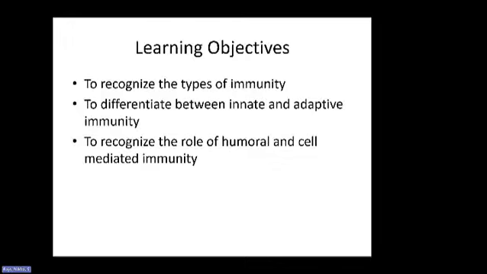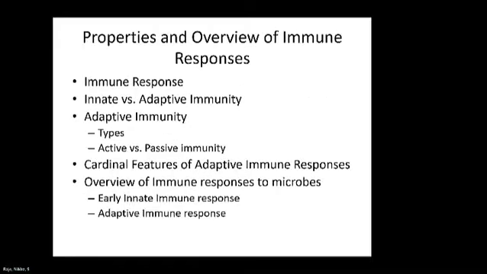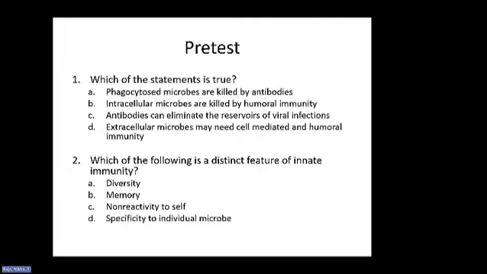Our learning objectives for today are to recognize the types of immunity, to differentiate between innate and adaptive immunity, and to recognize the role of humoral and cell-mediated immunity. This is basically the outline, and we'll be talking about some of these topics. We'll come back to that. Here are a couple of pre-test questions, and we'll come back to the answers at the end of the chapter.